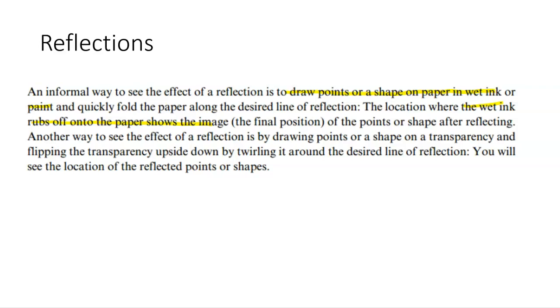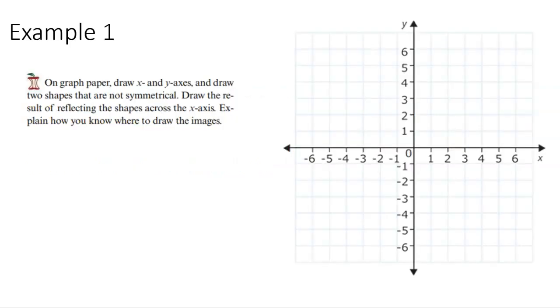Another way to see the effect of reflection is by drawing points or shapes on a transparency or thin paper and going to the window, and then flipping that transparency or window image upside down by twirling it around the desired line of reflection. Let's do an example here. On graph paper, draw x and y axes, which we have, and draw two shapes that are not symmetrical. Let's say I'll draw this rectangle here, and I'll draw this triangle here. Then draw the result of reflecting the shapes across the x-axis.